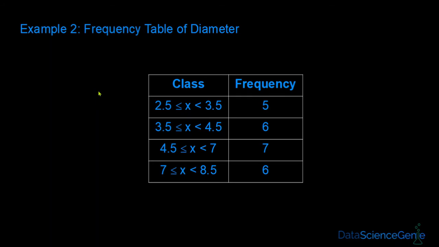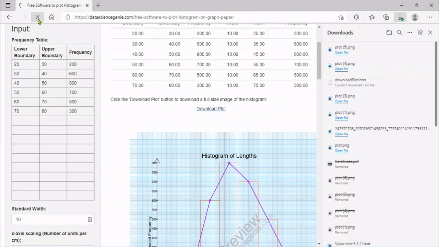Let's consider a second example. So here we have another frequency table. Let's say a frequency table of diameter. In this case, the classes are not all equal. Let's copy this frequency table into the input of the application. We can refresh the page.